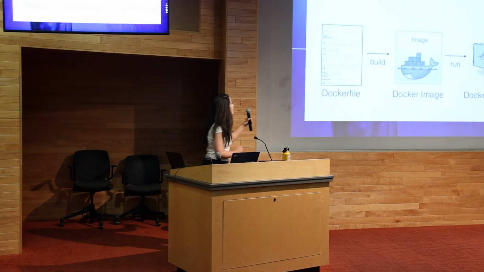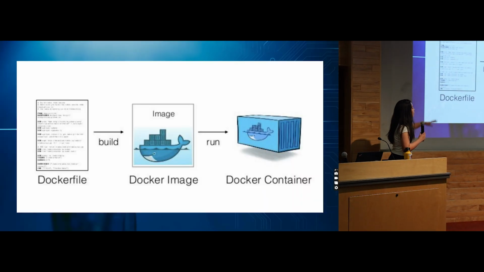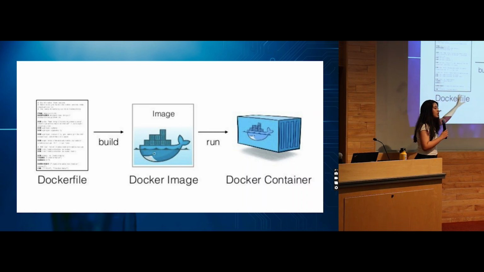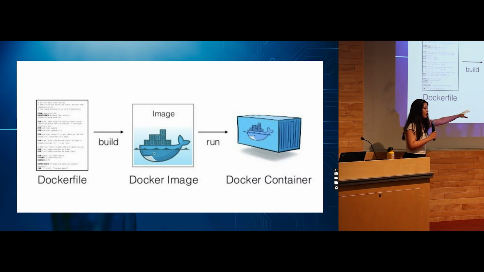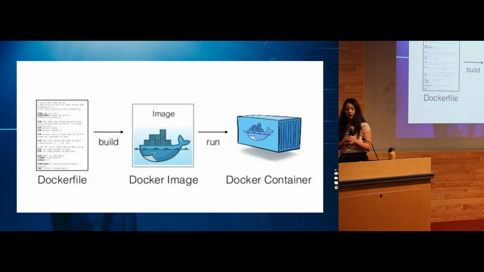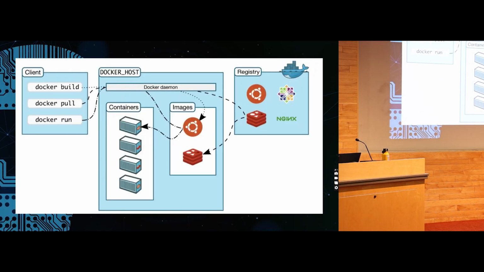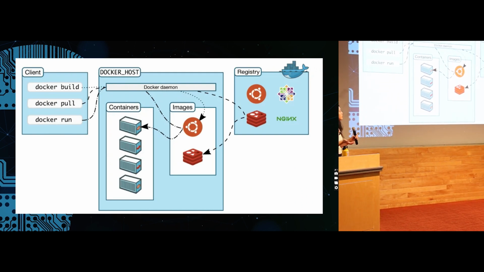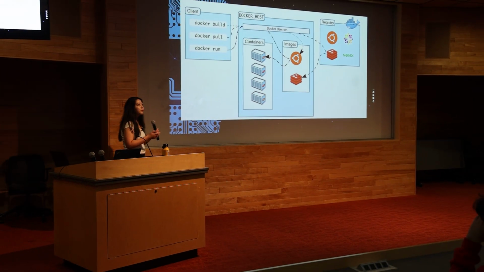So in this case, you need a Dockerfile, and in this Dockerfile, you will write all your instructions to build your image. And then once your image is built, you use that to build your container. And so in this example, this is a more complex graph on how it works.